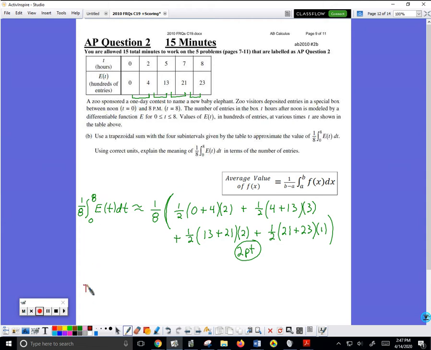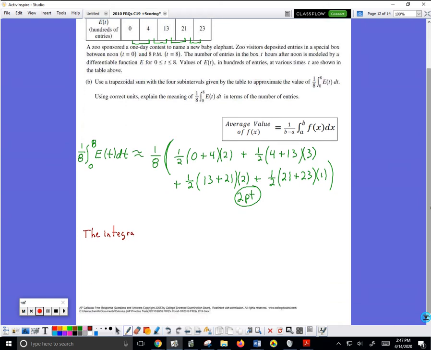So I write the integral. Well, it's not really the integral, so I got to be careful about that. I just want to say, here's the easiest way. They asked me to explain the meaning of this expression, so it's actually easiest just to write down the expression again. So I write 1 over 8, 0 to 8, E of t dt. Now it's best just to use their wording.